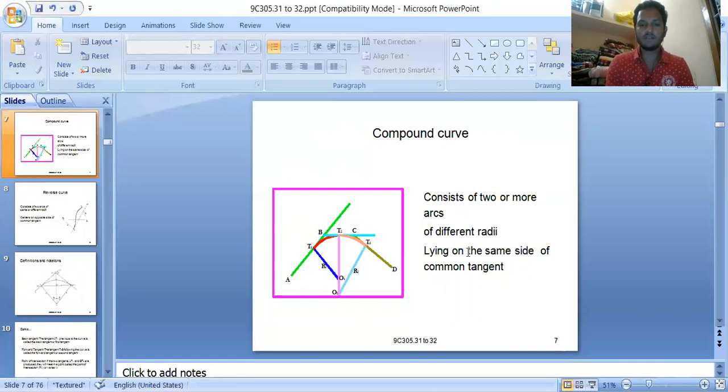The arcs are of different radius lying on the same side of the common tangent. Suppose if we say this is the common tangent, both the curves lie on the same side of the common tangent, and these two curves have different radius. The radius of this red curve is r1. The radius of this curve is r2. So here we are having two or more curves with different radius, which is called a compound curve.